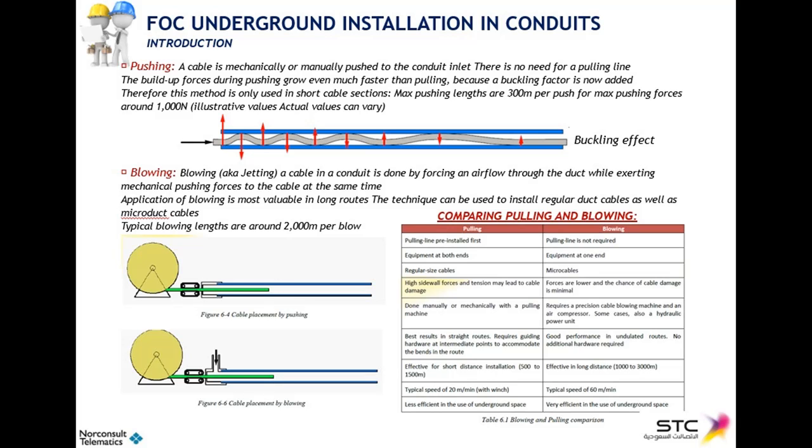Pulling typically uses big size ducts, or at least bigger size, which is less efficient in terms of underground space utilization, whereas blowing allows for having a lot of microducts and microcables installed in the same space, making better use of the underground space.